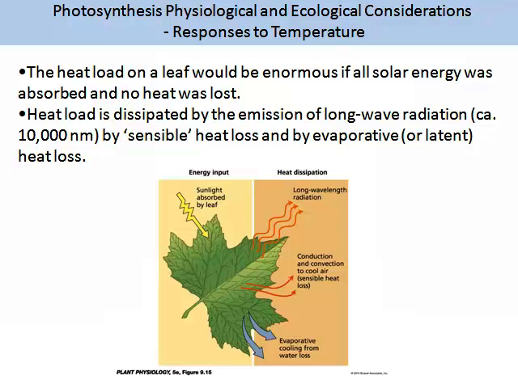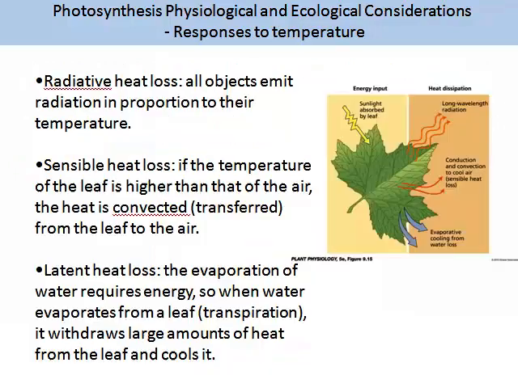The heat load on a leaf would be enormous if all the solar energy was absorbed and no heat was lost. The heat load is dissipated by the emission of long-wave radiation, approximately 10,000 nanometers, by sensible heat loss and by evaporative or latent heat loss strategies. In the image below, we can see a visual representation of energy input and the mechanisms of heat dispersal that are available to the plants.